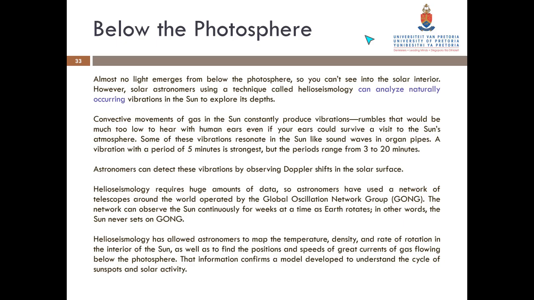Helioseismology has allowed astronomers to map the temperature, density, and rate of rotation in the interior of the Sun, as well as to find the positions and speeds of great currents of gas flowing below the photosphere. That information confirms a model developed to understand the cycle of sunspots and solar activity.